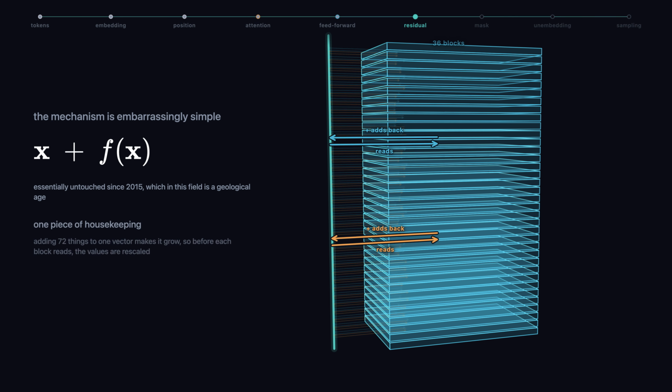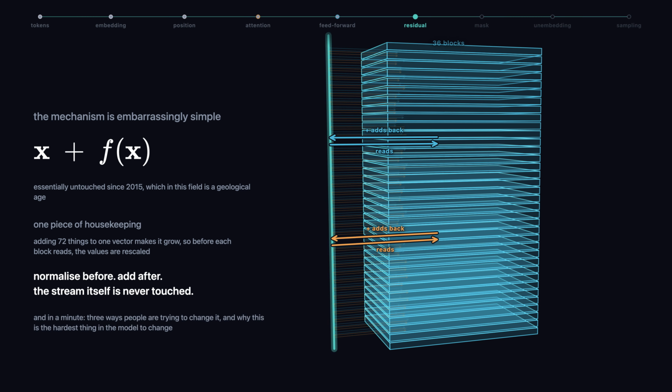There is one piece of housekeeping. Adding 72 things to one vector makes it grow, so before each block reads the stream, the values get normalized, rescaled to a sane size. Normalize before, add after. The stream itself is never touched. Which is why the last thing this video does, in a minute, is show you 3 different ways people are trying to change it, and why changing it is so much harder than changing anything else.